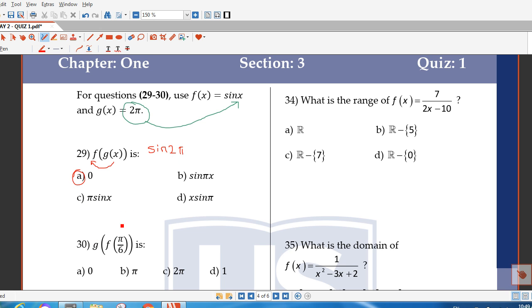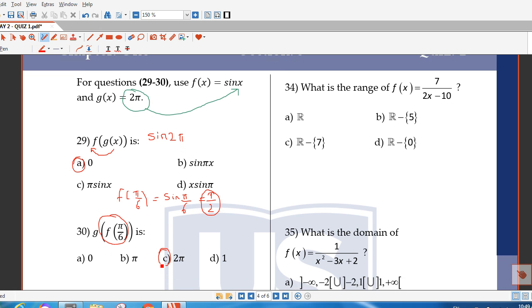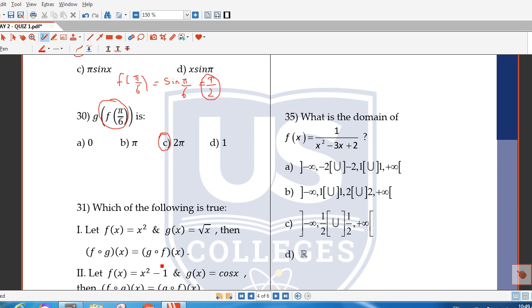g of f of pi over 6. f of pi over 6 will be calculated first. f of pi over 6 is sine of pi over 6, sine of 30 degrees, which is 1 over 2. And this is going to be replaced in g. But if we pay attention, the g function itself is a constant function. There is no x to write. So whatever you put inside, the answer is always the same, which is the function itself, the constant function 2 pi.